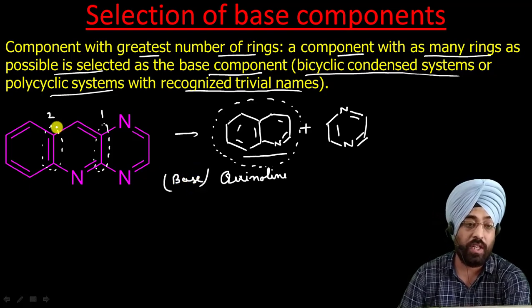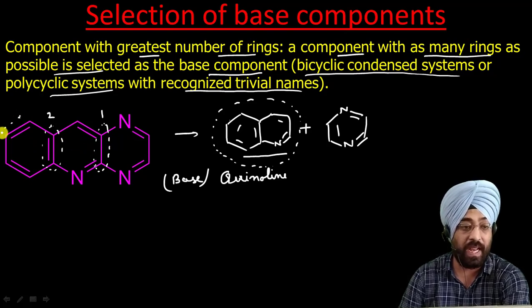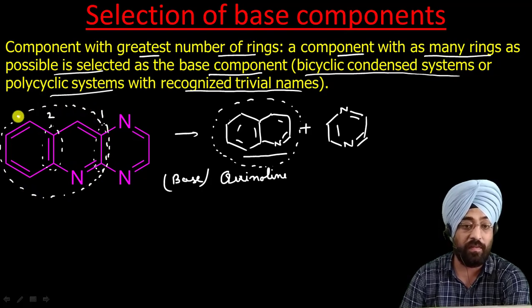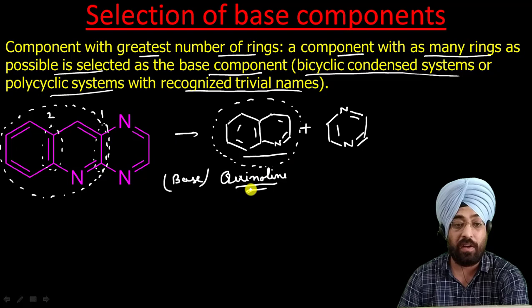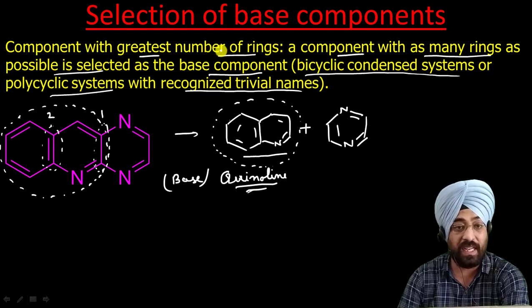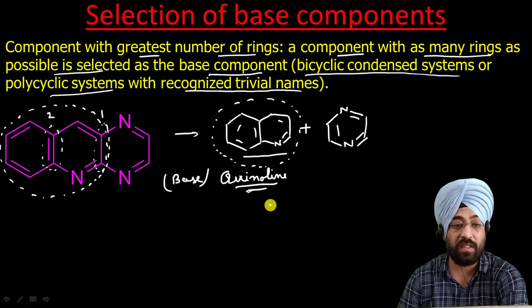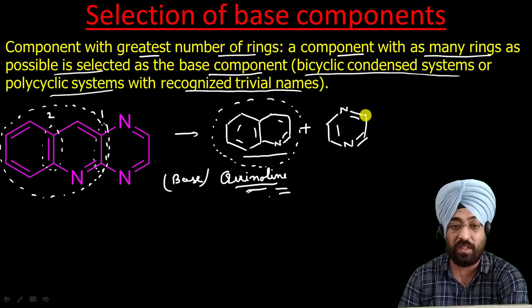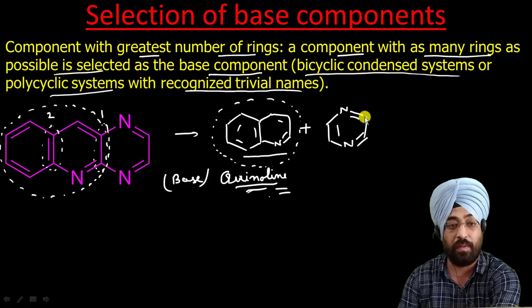So there is no need to break this into 3 separate cycles, because a trivial name for this system was available. Its trivial name was quinoline, so that's why we break from here and we get two components. Now the rule says the component with the greatest number of rings. This component contains 2 rings and its trivial name is also available, so that's why we have chosen this system as your base component. This is why we have not chosen this, because it contains a lesser number of rings. So that is what this rule is all about.